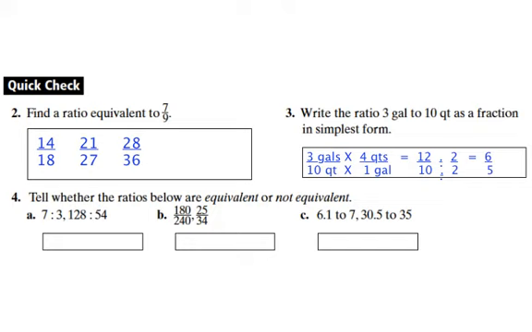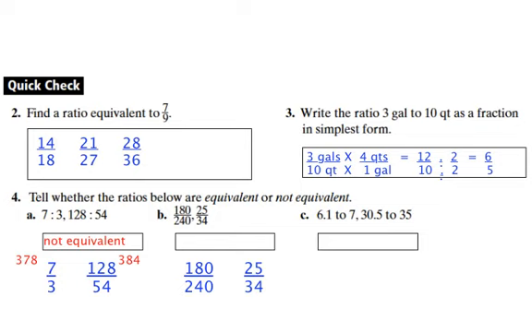Now we're ready to determine if the following ratios are equivalent or not equivalent. Write both ratios as a fraction, so we have 7 over 3 and 128 over 54. We're going to cross multiply 54 times 7, which is 378. Now we're ready to multiply 3 times 128, which is 384. Since we cross multiplied and we did not get equal answers, these two ratios are not equivalent.